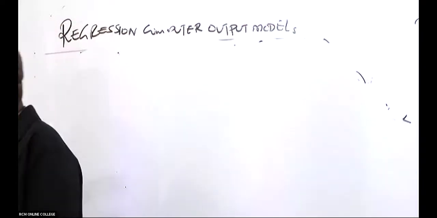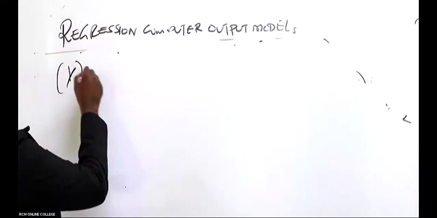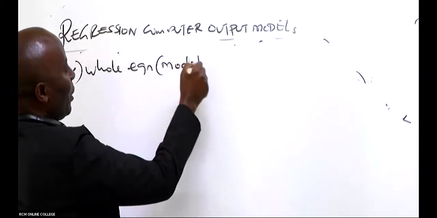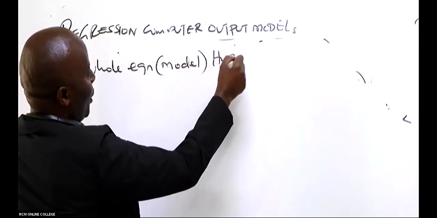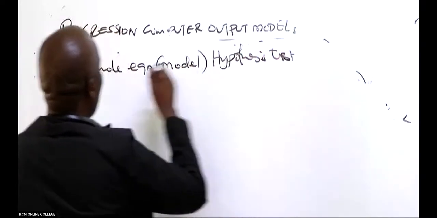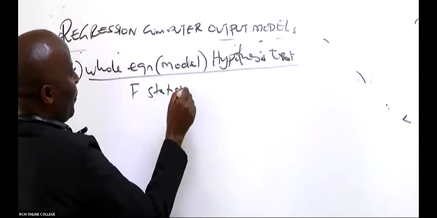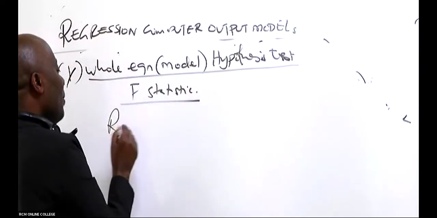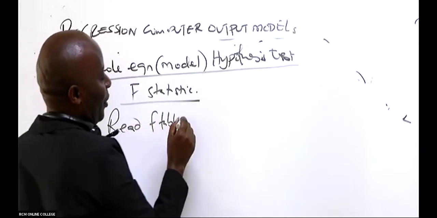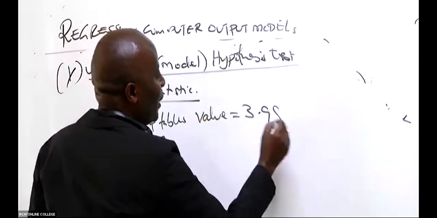So then, ladies and gentlemen, if they want us to do the whole equation, so that's number 5, what we are calling the whole model hypothesis or significance tests, we are using the F statistic. And for the F statistic, number one, read the F table's value. Where are you reading it from? You will always be given this. It's a free mark.